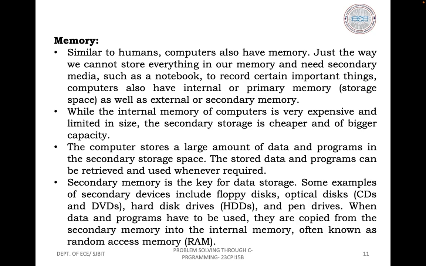Secondary memory is the key for data storage. Some examples of secondary devices include floppy disks, optical disks, hard disk drives and pen drives. When data and programs have to be used, they are copied from the secondary memory into the internal memory, which is often known as random access memory.